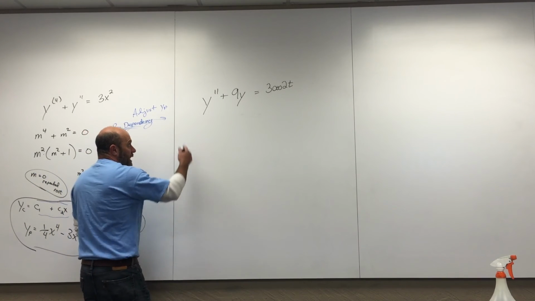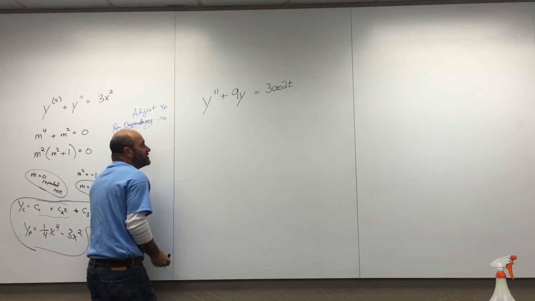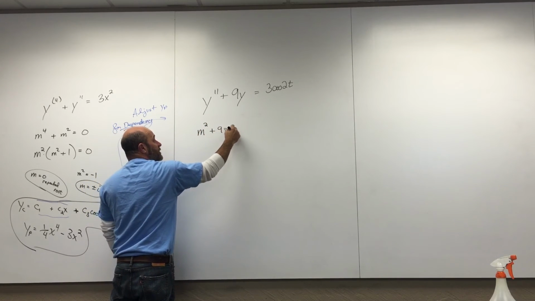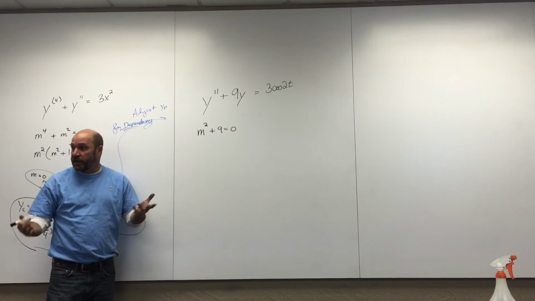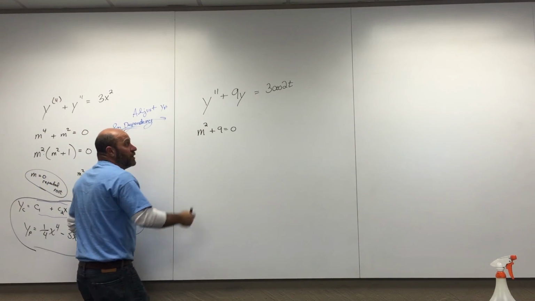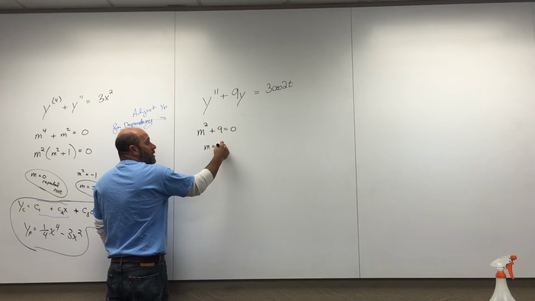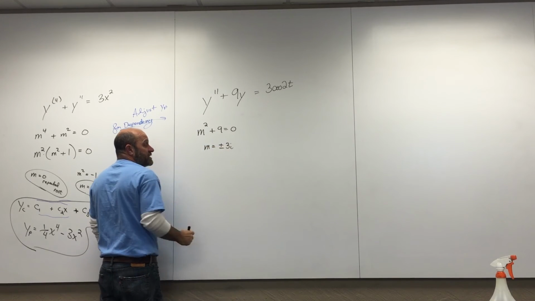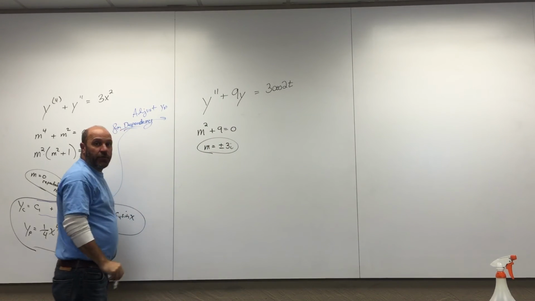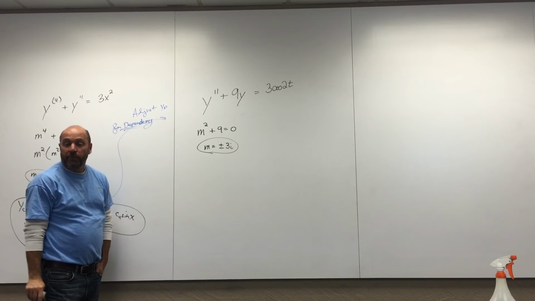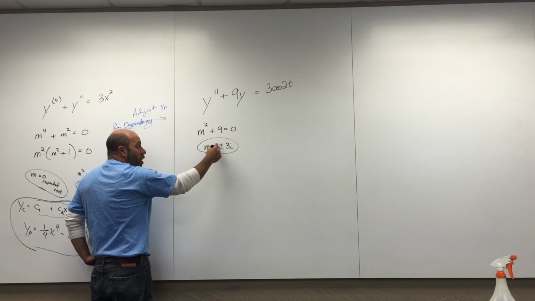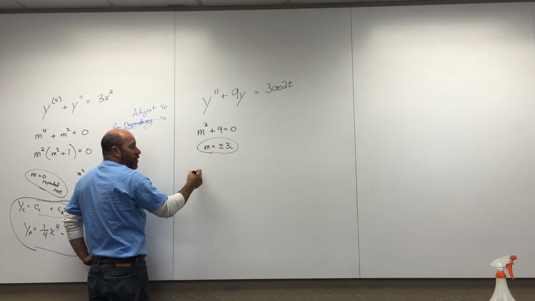Here we go. You know how to start. You start with m squared plus 9 equals 0. You're pretending it's homogeneous. You're looking at the auxiliary equation. You're finding the roots. The roots are plus or minus 3i. You guys see that? When you move the 9 over. So I found my roots. They're imaginary. It's 0 plus or minus 3i.